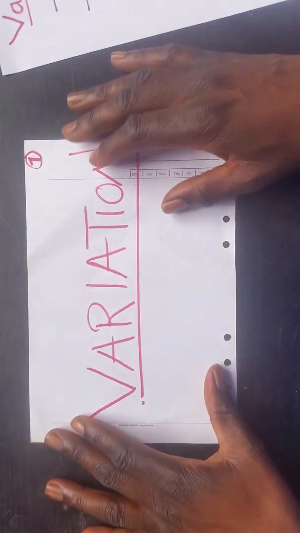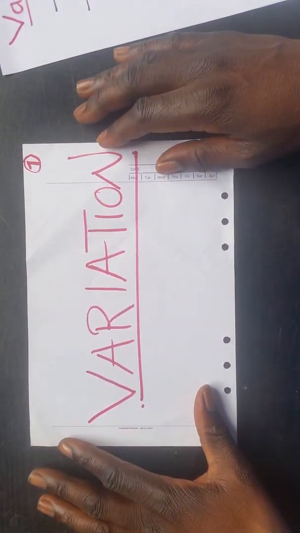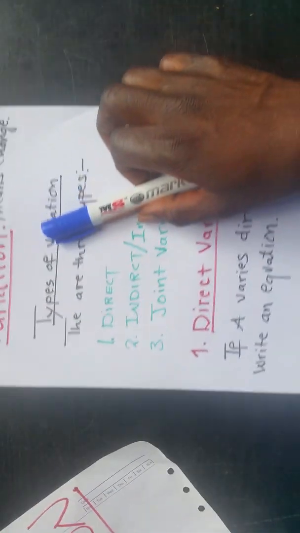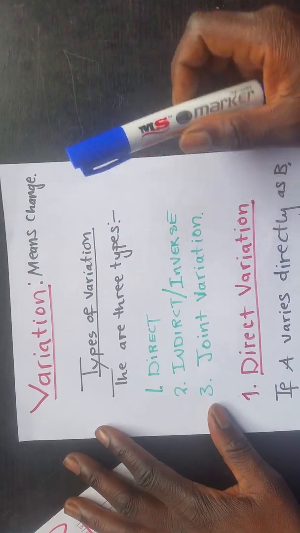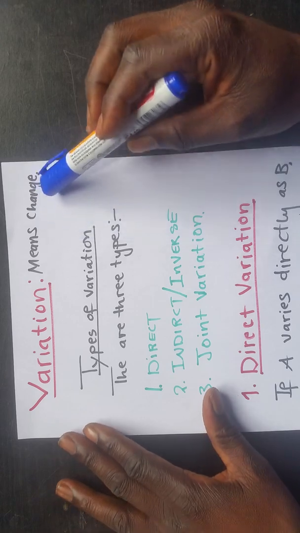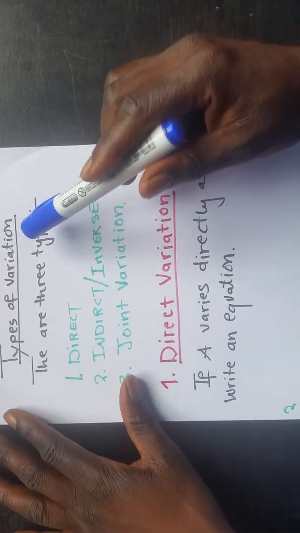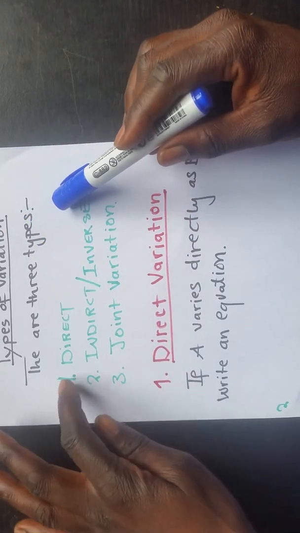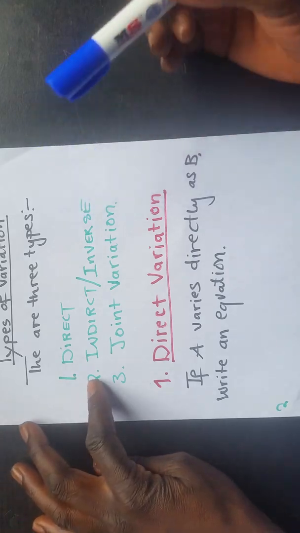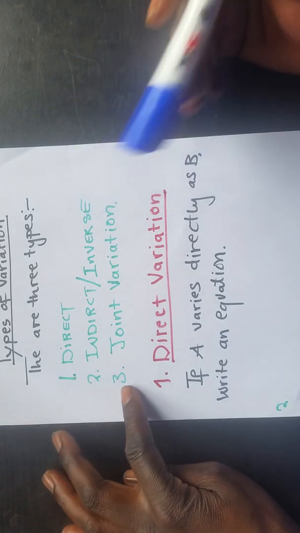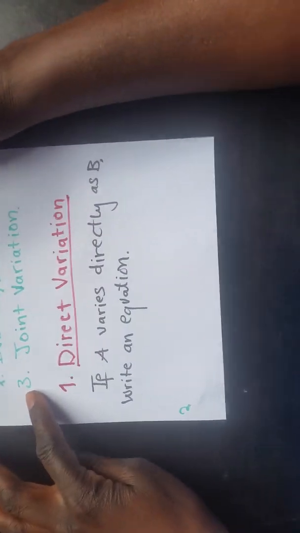Like I said, our topic for today is variation. And what is variation? Variation means change. The types of variation, there are three. We have direct, we have indirect, we have joint variation. Now let's look at direct variation.